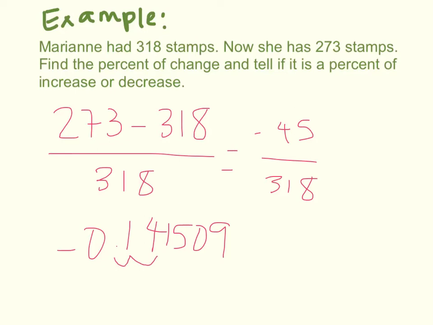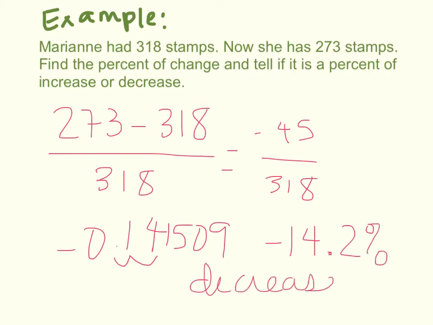So again, to find a percent, move 2 places. So it is a negative 14, and we'll round to the nearest tenth, 14.2% of change. And that is a percent of decrease. I know that because it's negative. I also know that because she started with 318 and went down to 273, it's going down, so it's a percent of decrease.